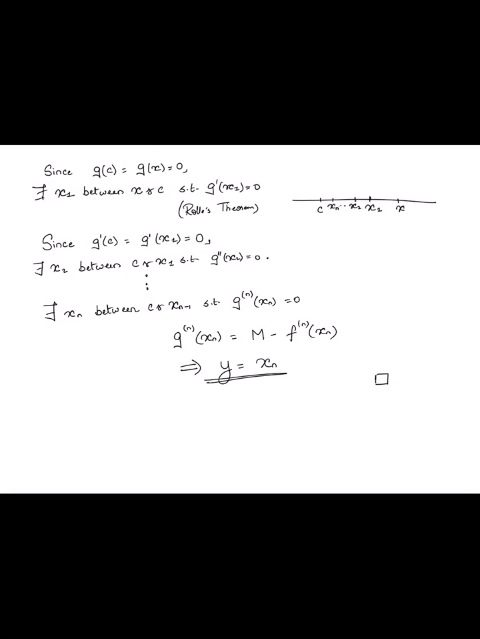There does in fact exist a point y between c and x such that the error can be expressed as the nth order derivative of the function f at y times x minus c raised to n by n factorial. Alright, so that is how you prove Taylor's theorem. If you think about it, just as the mean value theorem follows from a single application of Rolle's theorem, Taylor's theorem follows via an n-fold application of Rolle's theorem. Right, so that's the proof of this.